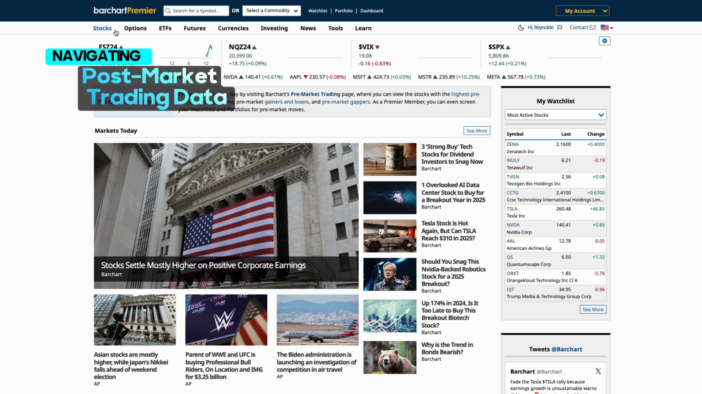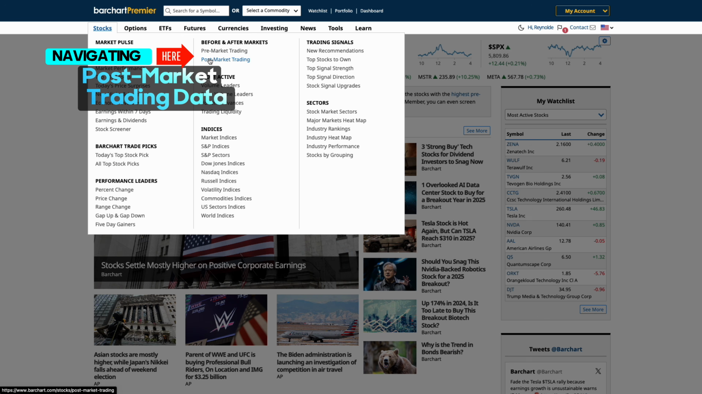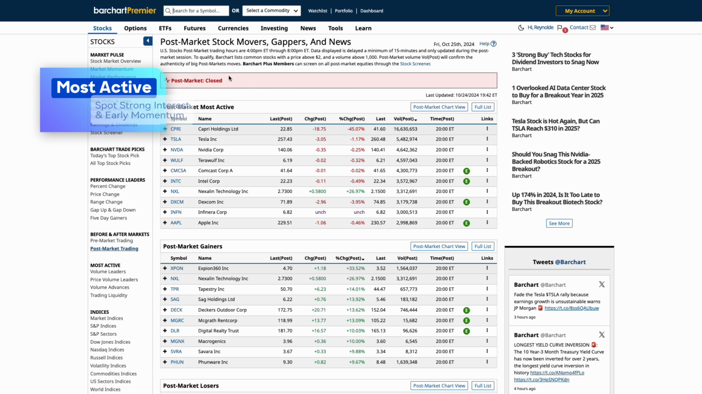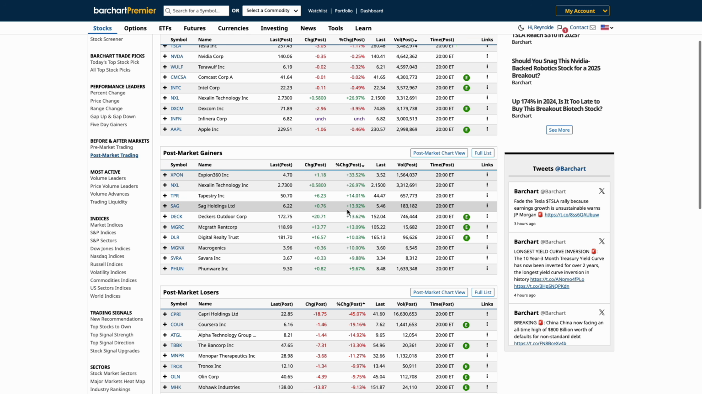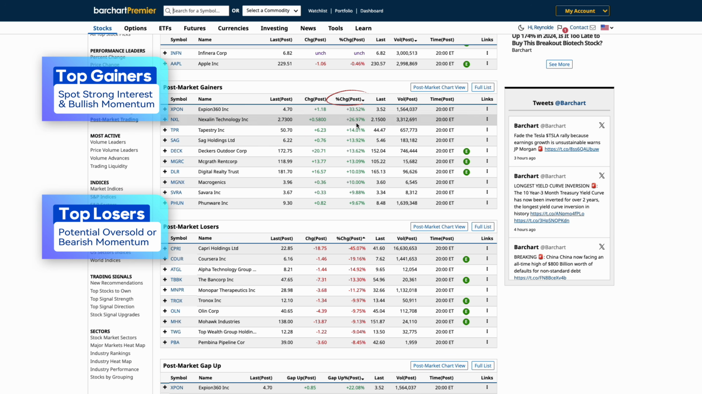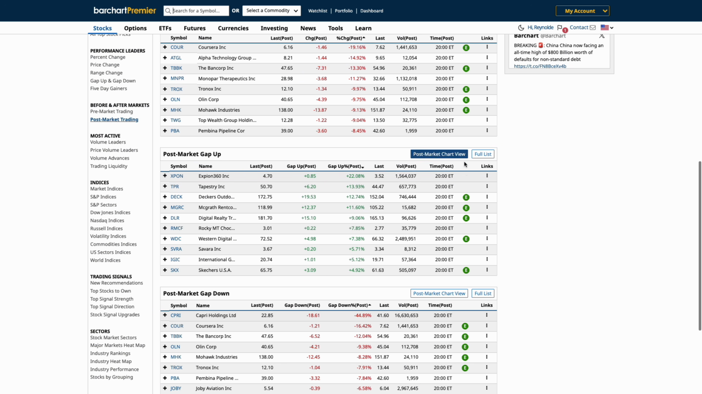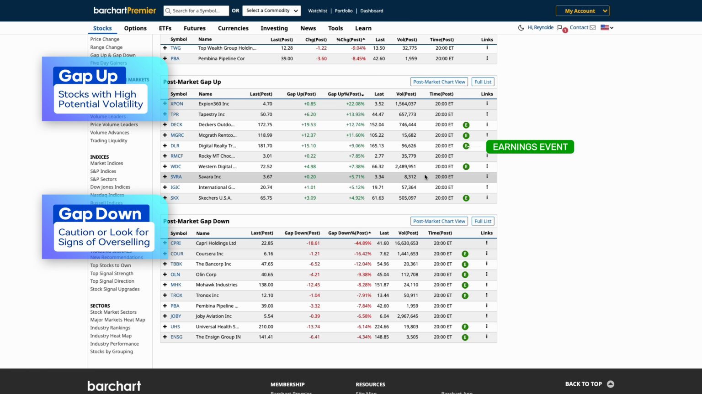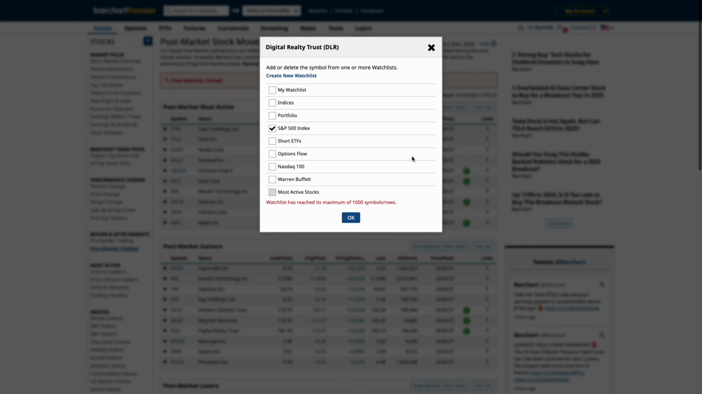And we can use all these same strategies to find trades after the bell with Barchart's post-market page, where you can find key data that helps you identify potential trades for the next day, like most active stocks, or top gainers and top losers, giving an overview of stocks that move significantly after the regular trading hours. And by analyzing the gap ups and gap downs, you can gauge market sentiment that may carry over into tomorrow's trading session. And as always, you can save and track these trades on your custom watch list.